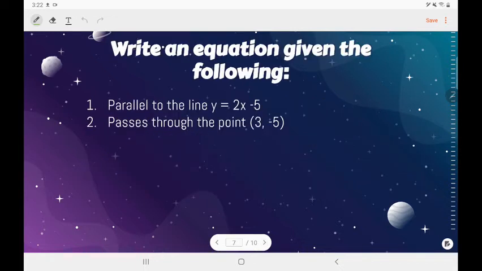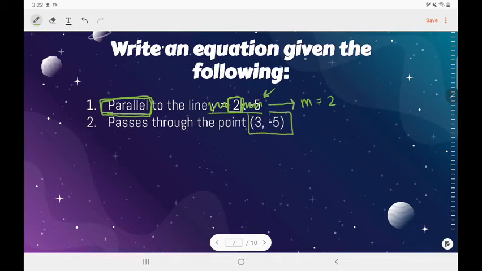So let's go ahead and try this example. Write an equation given the following. I want a line that is parallel to this. The only thing that matters in the line that they give me is my slope. So put a box around your slope and you can scribble out everything else. I care about the slope of the line that they gave me and the fact that it says parallel. If it says parallel, I'm going to determine my new slope. My new slope, since it is parallel, should be the same, so 2.